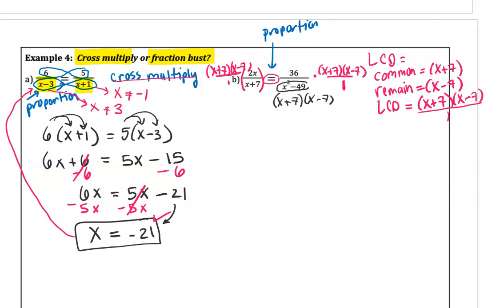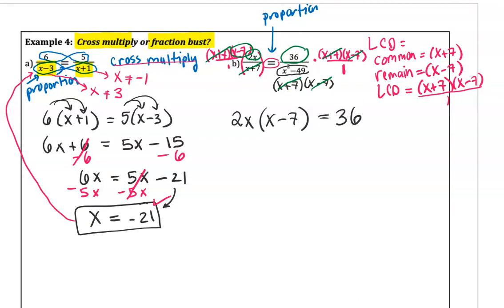So those both cancel out. So that cancels and that cancels. So on the right side, I would just be left with 36, not 36 times x plus 7. And then on the left side, the x plus 7's cancel, and then I'm just left with a 2x times x minus 7. So I am left with a quadratic equation to solve, but I would much rather solve a quadratic equation than a cubic equation. So I'll go ahead and distribute here.